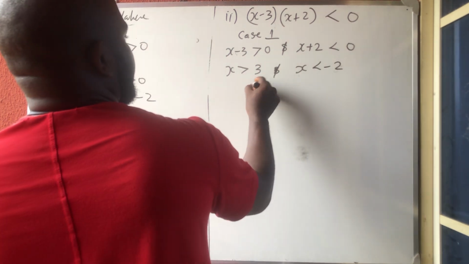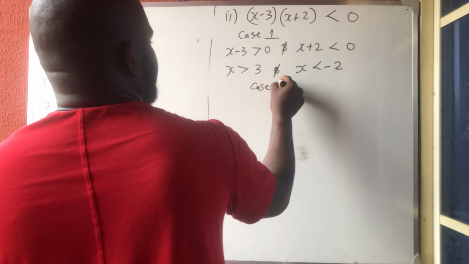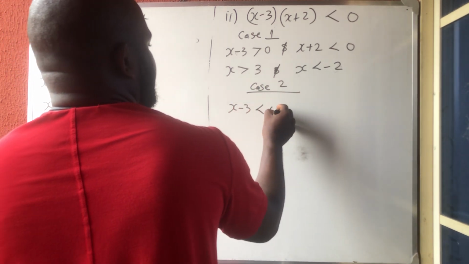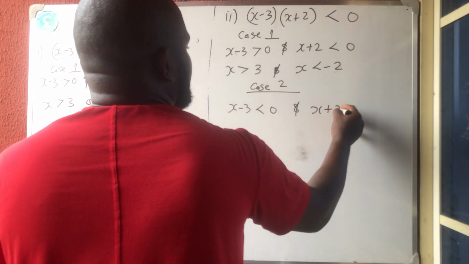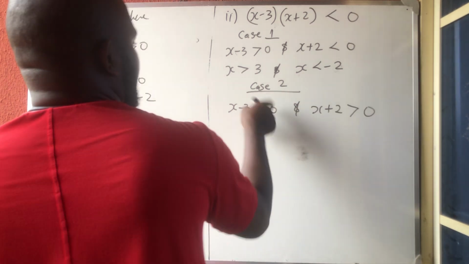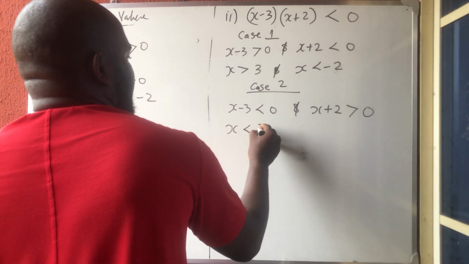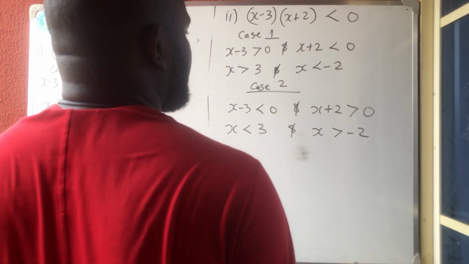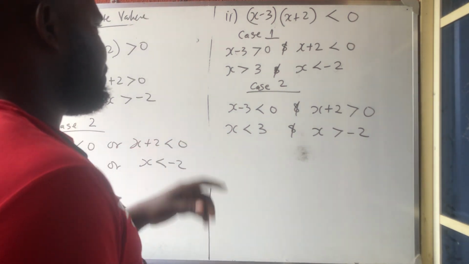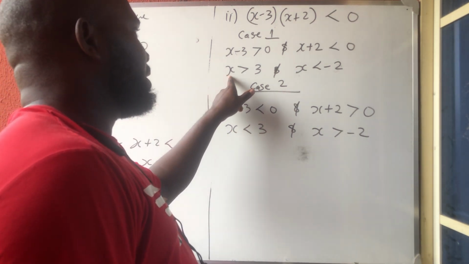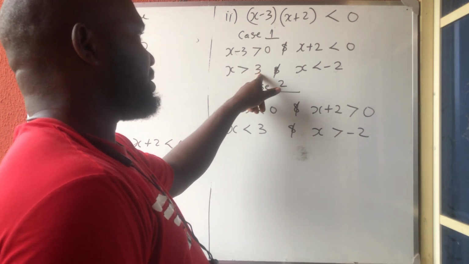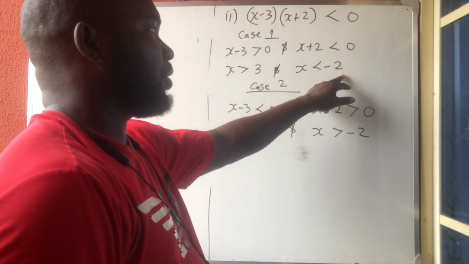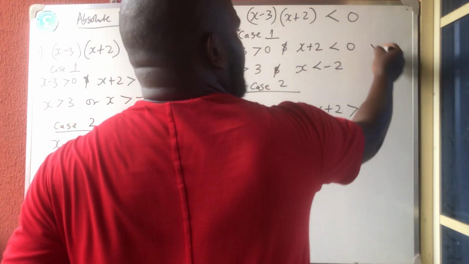That's for case 1. For case 2, x minus 3 is less than 0 and x plus 2 is greater than 0. So let's check this one. x is less than 3 and x is greater than minus 2. Let us analyze it to know if both of them are true. Now, x is greater than 3. Choose a number that is greater than 3, for example 4. Is 4 less than minus 2? No. So this one is wrong.